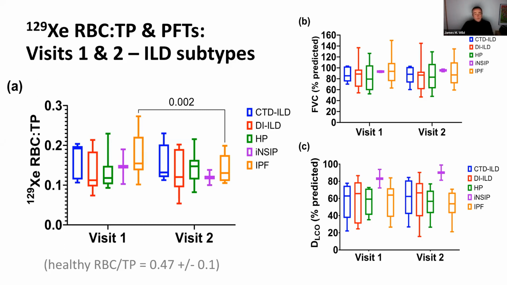So all of these groups have got a depleted or a low red blood cell tissue plasma ratio when compared to healthy normals. A healthy normal ratio will be up between about 0.35 and 0.4. All of these groups of patients have got lower red blood cell tissue plasma ratios when compared to healthy normals.